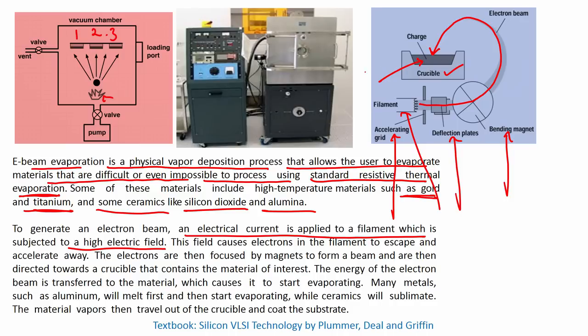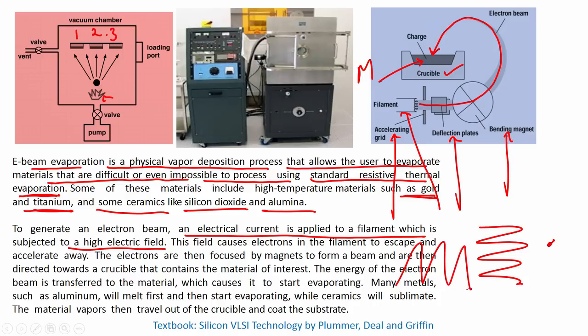So, now you are depositing this material by incidenting the electron beam on the material which is loaded in the crucible, and that is done with the help of the filament, accelerating grid, deflection plates and the bending magnet. Here the electron beam will sweep, or it will have a single point, right, or it will have a triangular sweep, and this is how it will sweep the material, heat the material, and the material gets deposited.